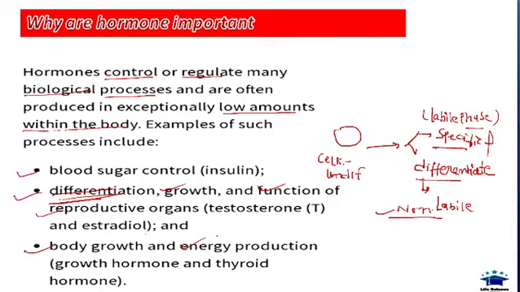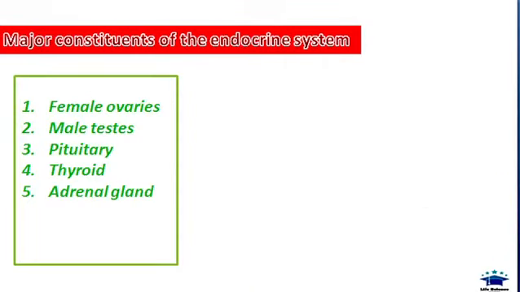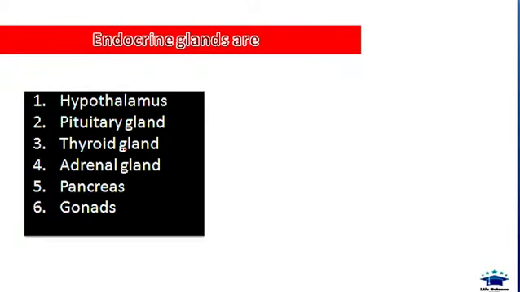If we talk about body growth and energy production, we will discuss in this session how growth hormone and thyroid hormone function. The major constituents of the endocrine system: first the female ovaries, second the male testes, third the pituitary, fourth the thyroid, and fifth the adrenal gland. If we categorize the endocrine glands, they are the hypothalamus, pituitary gland, thyroid gland, adrenal gland, pancreas, and gonads. These are the six glands considered endocrine glands.